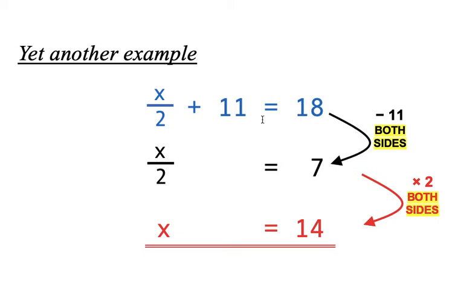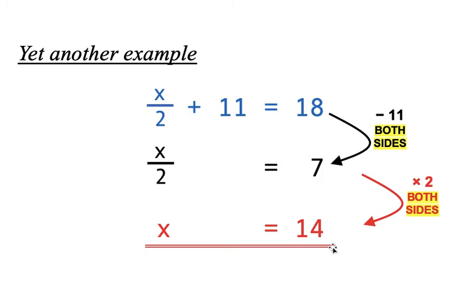So again, I want to take away 11, in this case, to get the x bit on its own. So if I take away 11 from both sides, I get x over 2 is equal to 7. But I don't want to know what x divided by 2 is. I want to know what a whole big fat hairy x is. So I need to multiply everything by 2 this time to get a whole x. So multiplying by 2 both sides, I get a whole x equal to 14. So the final answer is x equals 14.